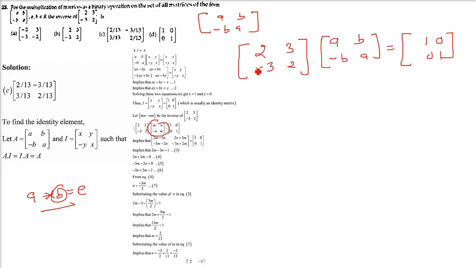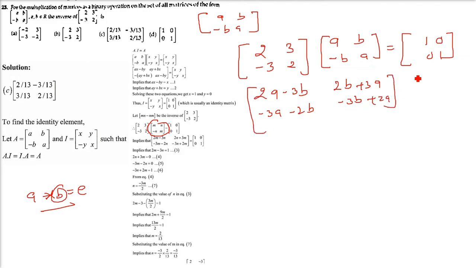We have the identity element as the result. Now the first row and first column: 2 into A plus 3 into minus B, that is minus 3B. First row and second column: 2 into B plus 3 into A. Second row, first column: negative 3 into A is negative 3A, and 2 into negative B is minus 2B. Second row and second column: minus 3B plus 2A. This is equal to the identity matrix. Now we can equate each element with the corresponding element on the right hand side. First use any equation which is equal to 0, and whatever you get, put it in the equation where you get equals 1.